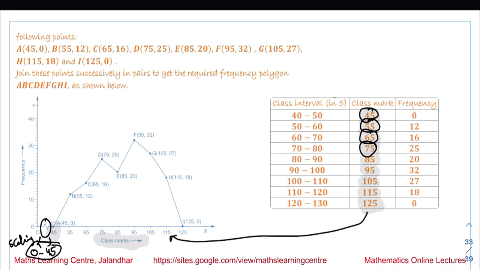And on the y-axis we have the frequency. The maximum value of frequency we have is 32.